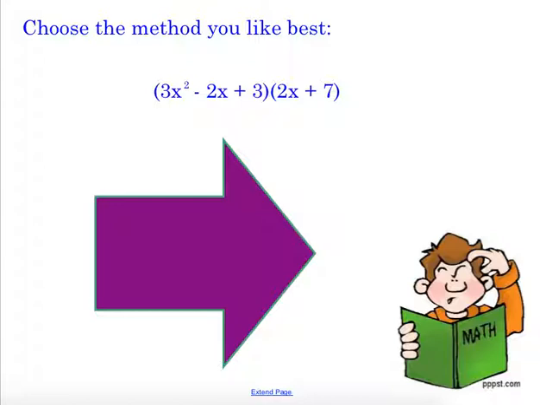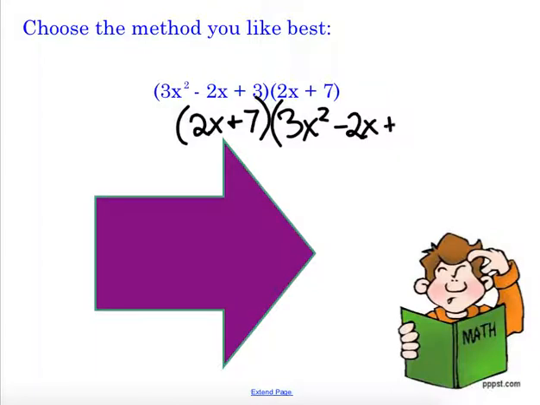And the last method that you can do is rainbows and smiley faces. Now, with this one, I'm going to actually switch the order. It's easier to show when we have the binomial first. So I'm going to put, if my pen will work here, let me try that again. We have 2x plus 7 times 3x squared minus 2x plus 3. And I'm going to do my rainbows.